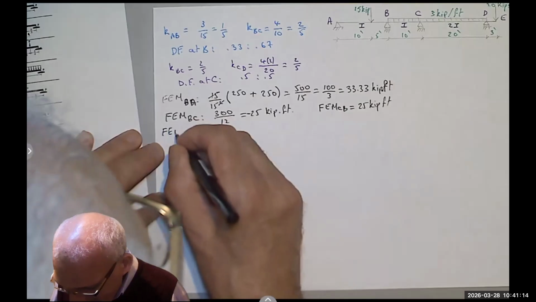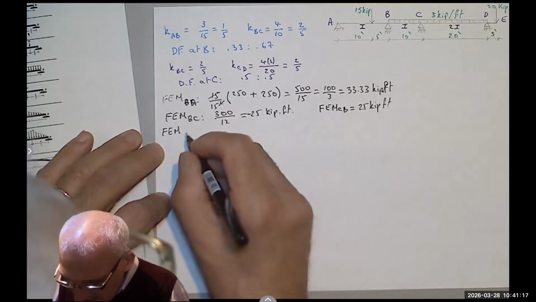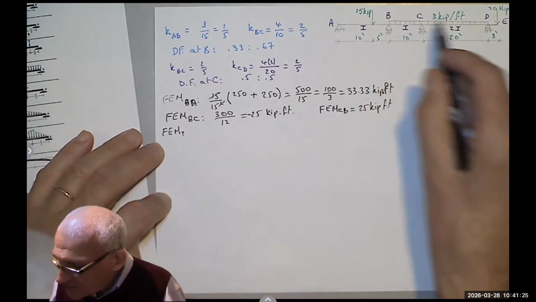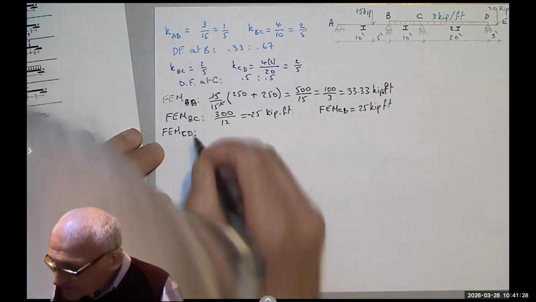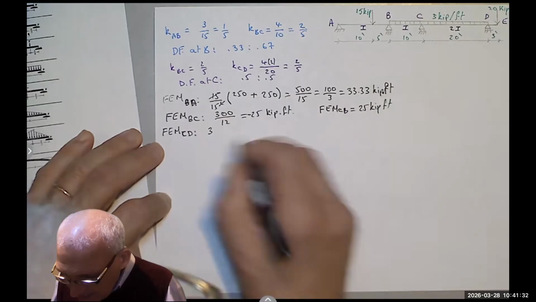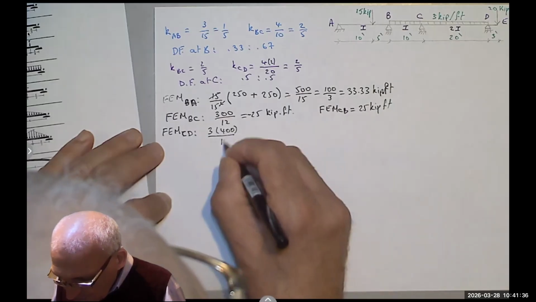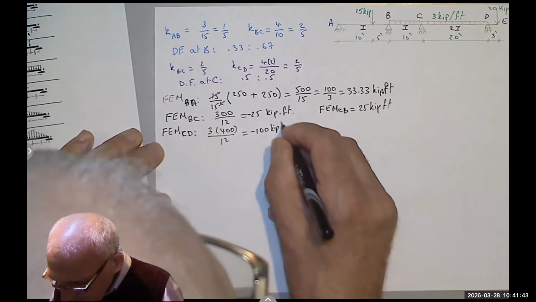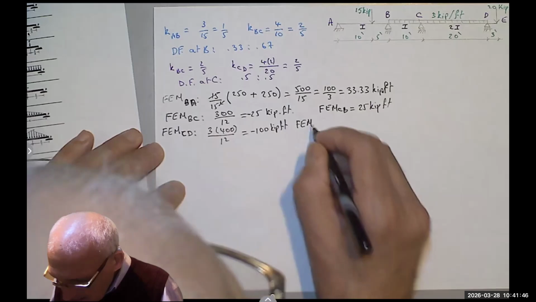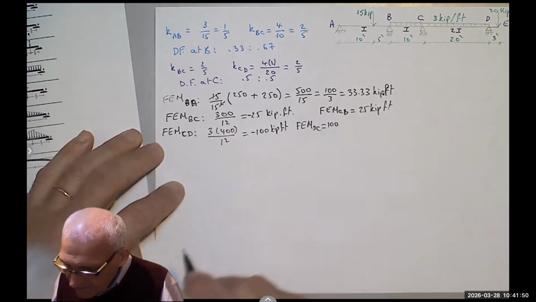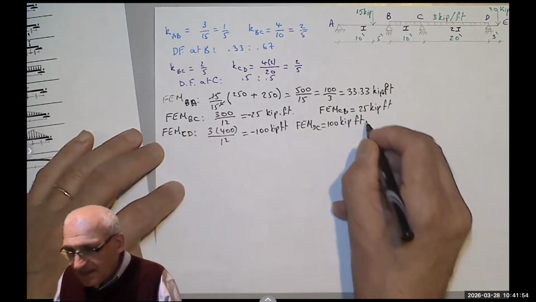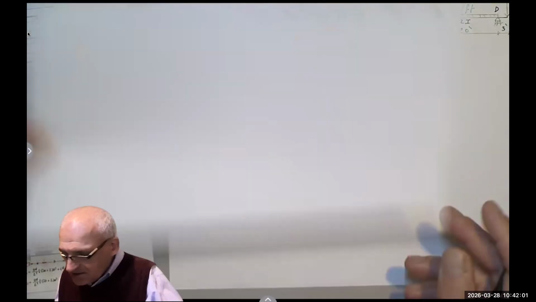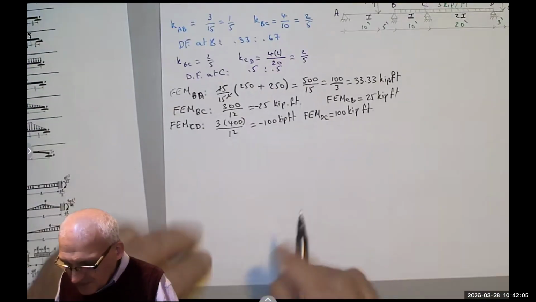Sorry, guys. FEM, member DC. We already did BC and CB. Now we are going to say CD. So CD, same thing, it's 3, but now times 400, which is L square over 12. It's 4 times more, so it's negative 100 kip-foot. And FEM DC would be 100 kip-foot. I may have to use this for the table and get a new paper for the shear and bending. Yeah, I think let's do this for the calculations.